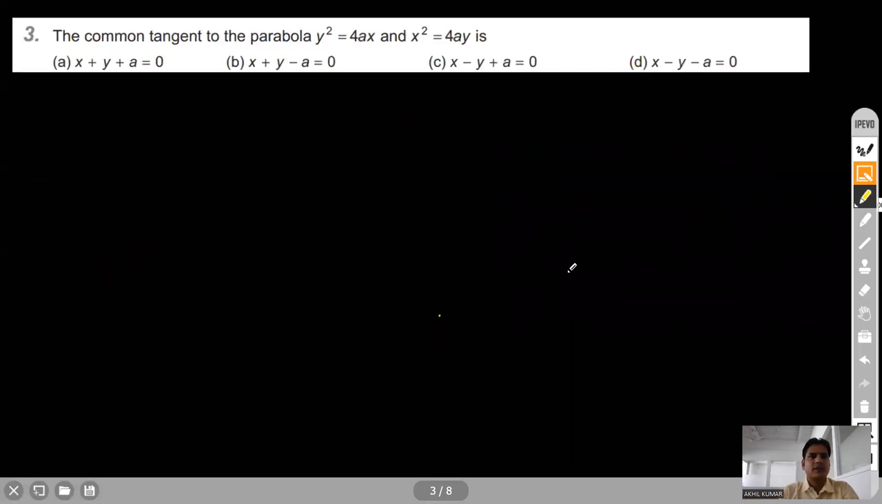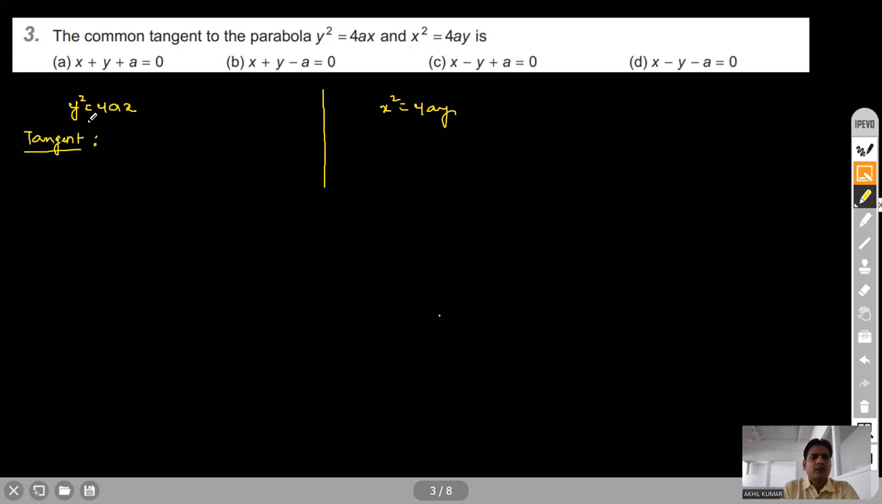Now let's move to question number 3. It is saying that the common tangent to the parabola y square is equal to 4ax and x square is equal to 4ay. So the question is asking for the common tangent to both the parabolas. Let me first write the tangent for this parabola.